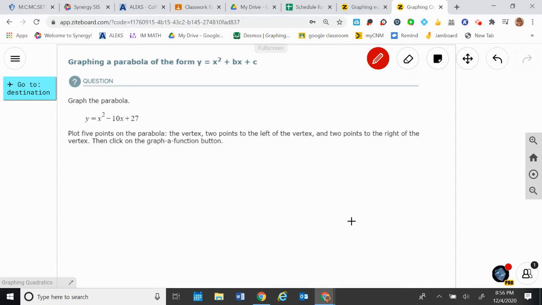Okay. Graphing a parabola in the form... now this is called standard form. When you are given standard form, you only need to know this: that h is equal to negative b over 2a. That is how you find h of (h, k). Once you find h, all you do is plug it in to find k.